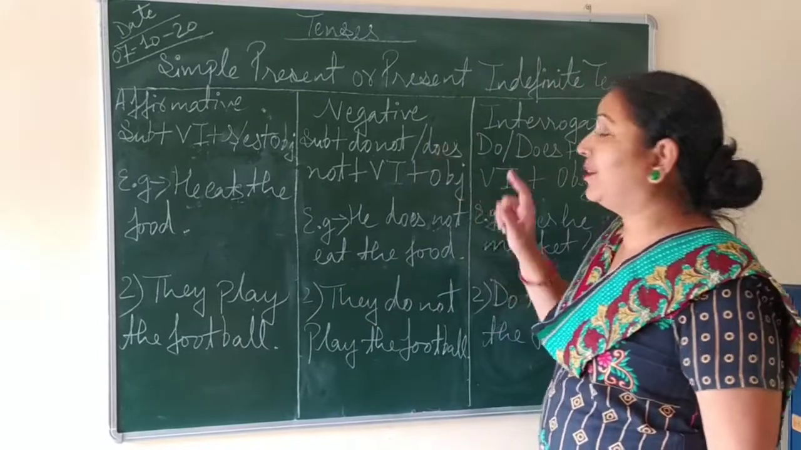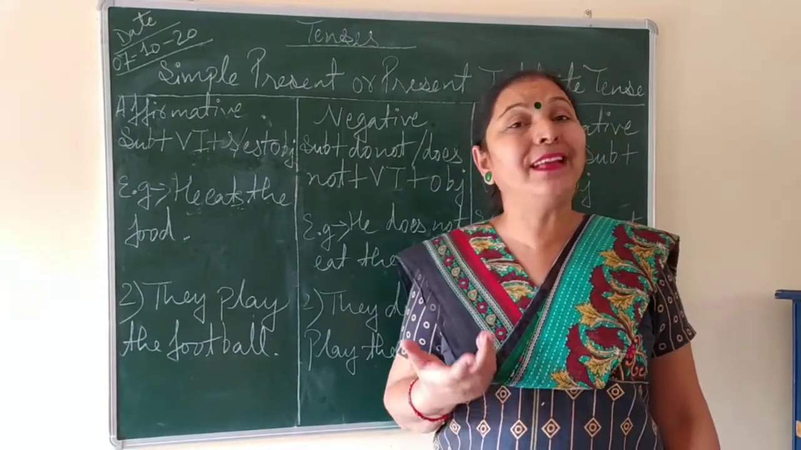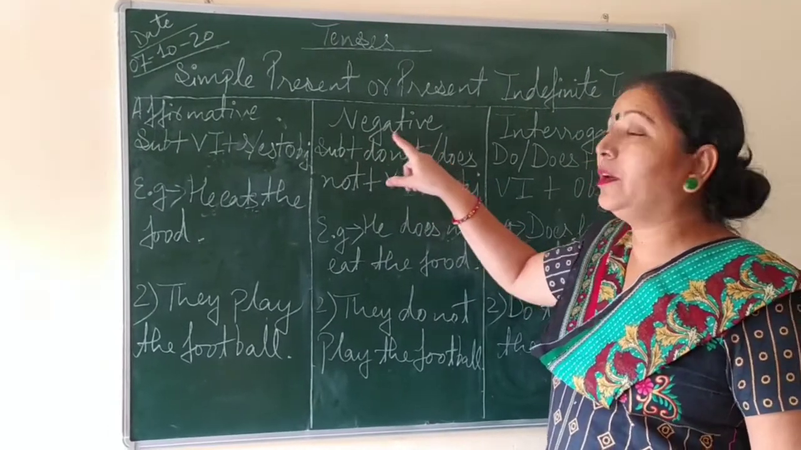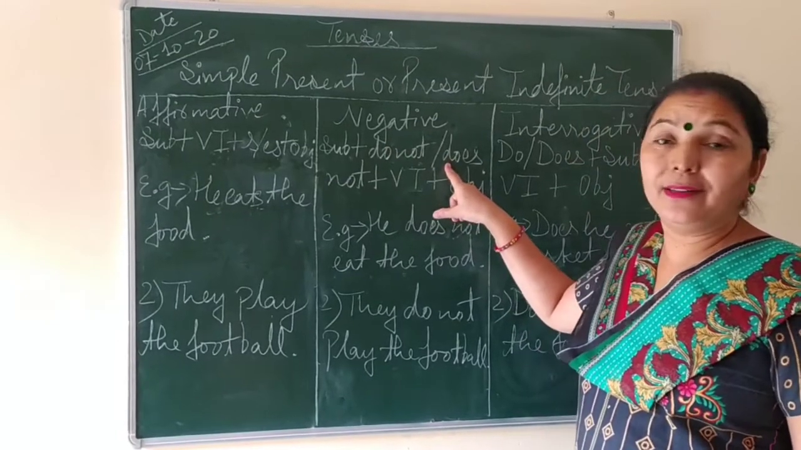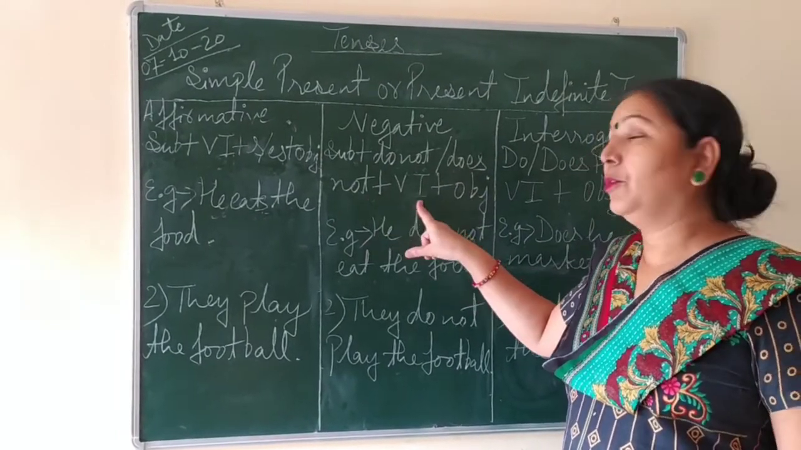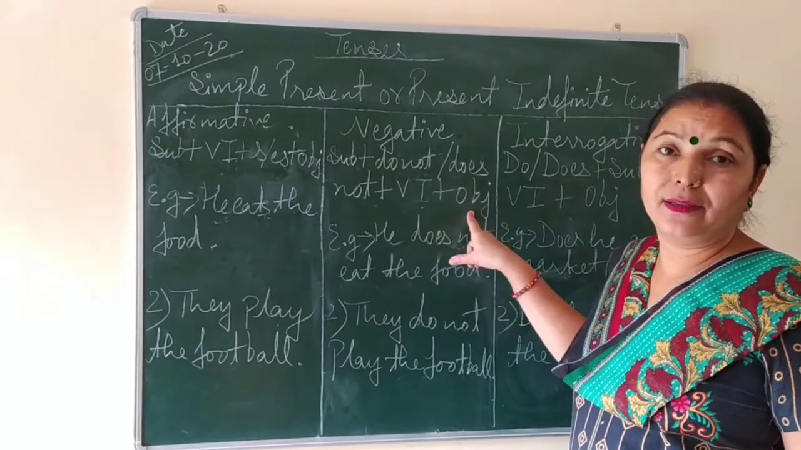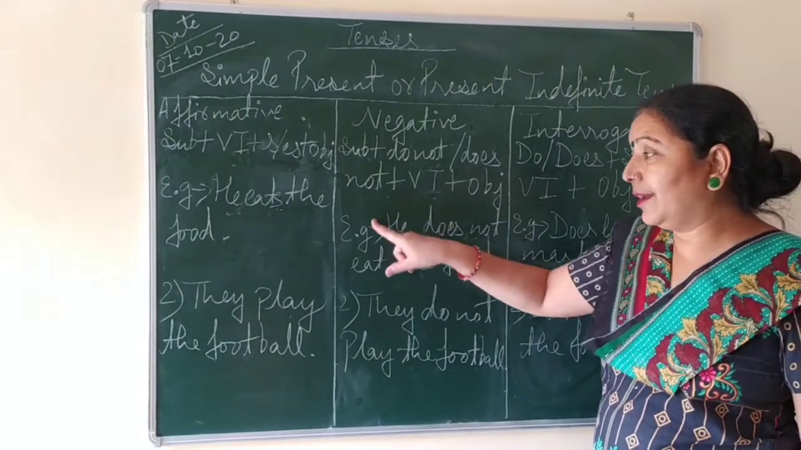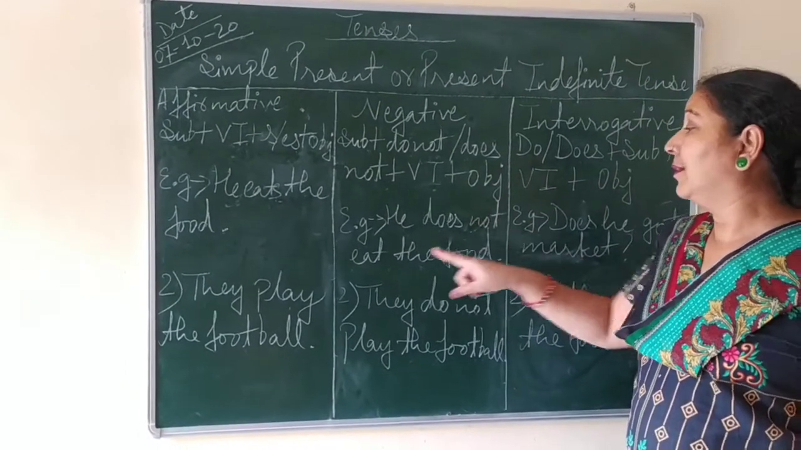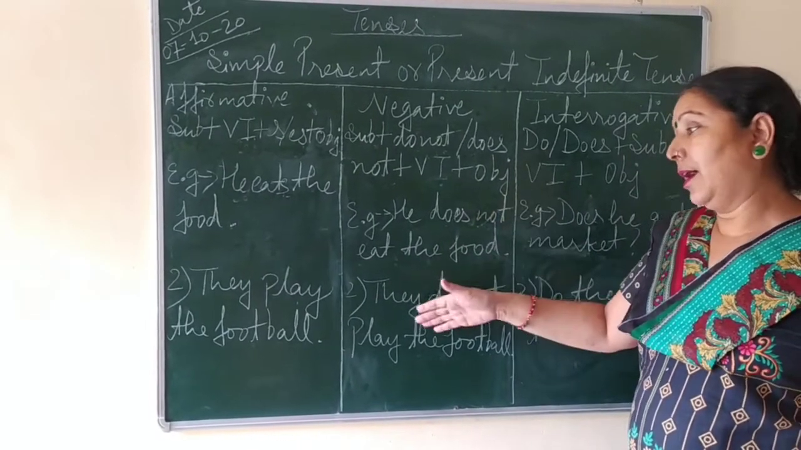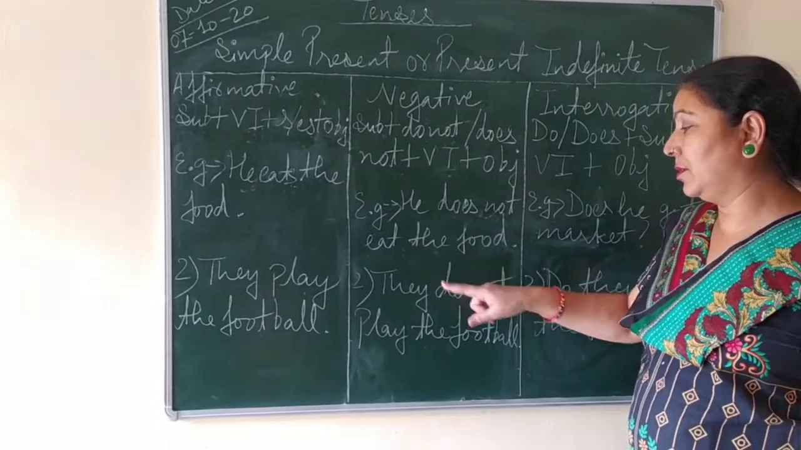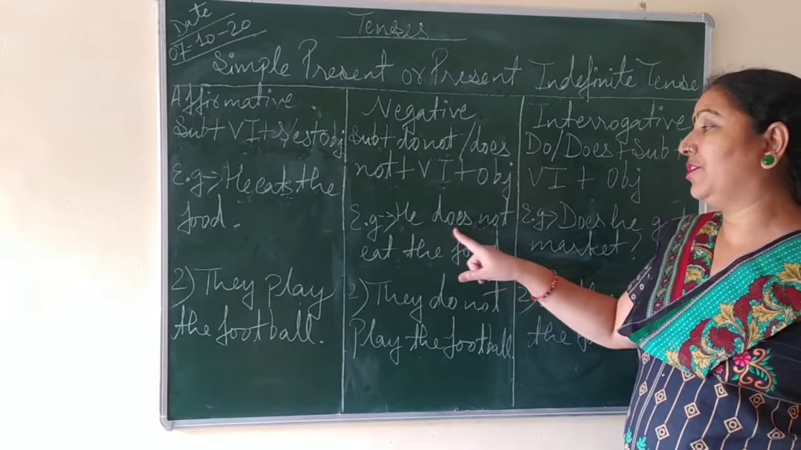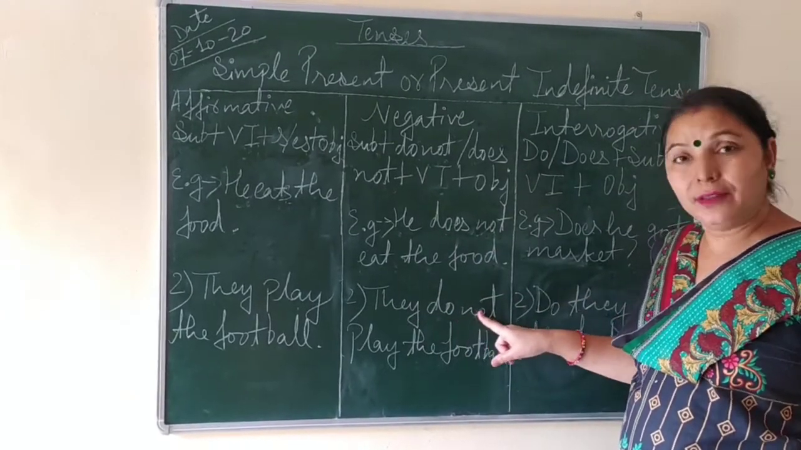Got it? Coming to the next, that is negative. For negatives, we have to use not. Subject plus do not. Do not will be used only for the plural. If we talk about singular, then we will use does not with verb first form plus object. Let's see the sentence. Example: he does not eat the food. He is singular here, so it carries does not. Under plural, they do not play the football. So these two are clear. With singular, we will use does not, and with plural, we will use do not.